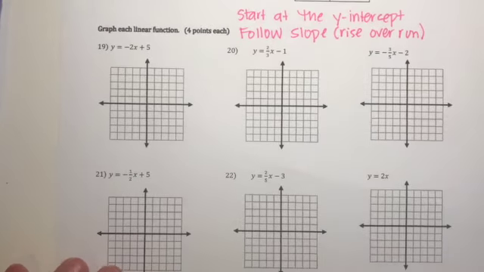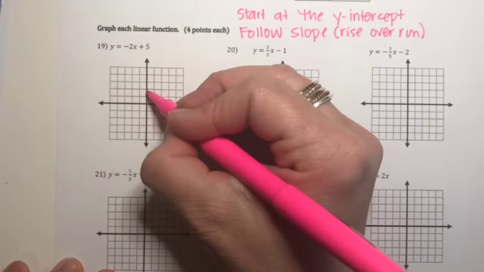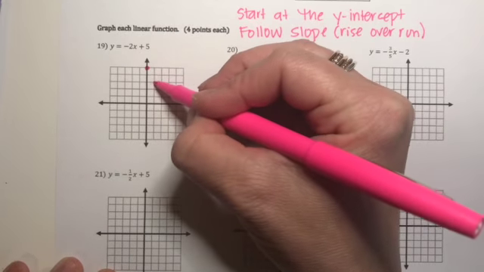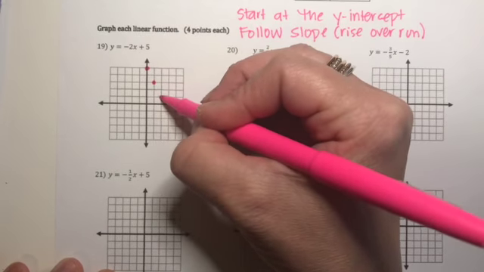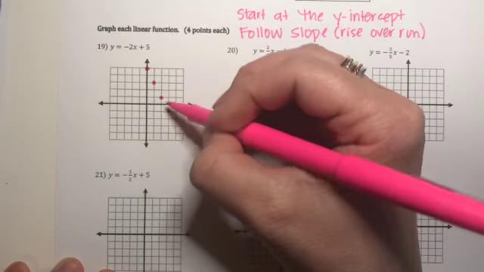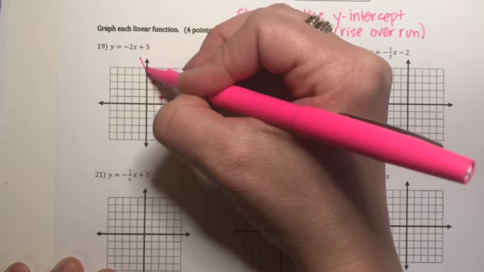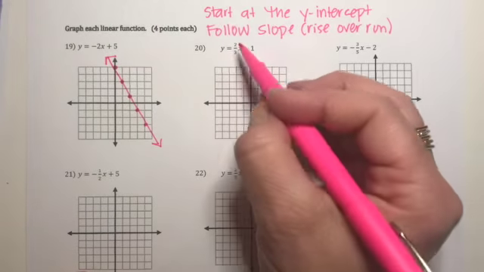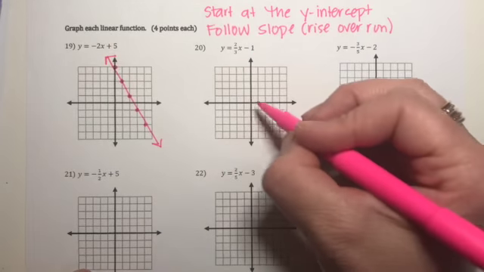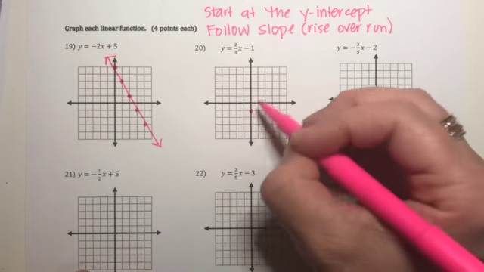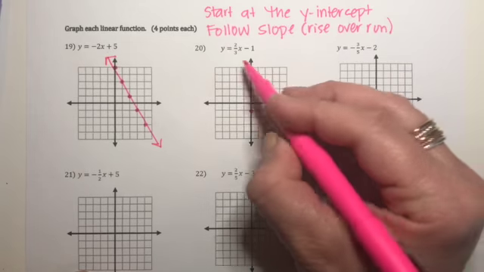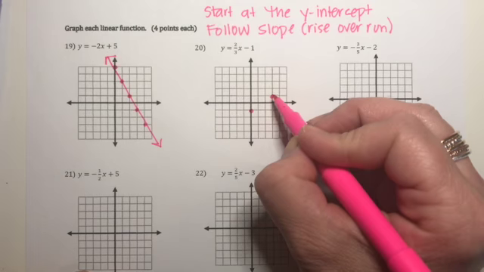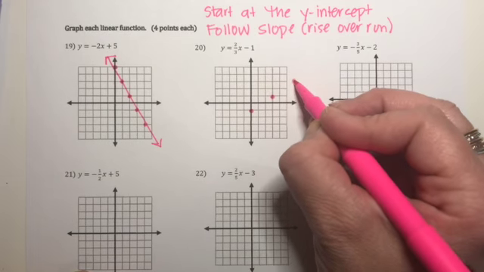Okay, so on number 19, the y-intercept is 5. 1, 2, 3, 4, 5. My slope is -2, down 2 over 1, down 2 over 1, down 2 over 1, and then I'm going to connect them. Okay, number 20, my y-intercept is -1. So I'm starting at -1, then I'm going to rise 2, run 3. It's giving you the directions, rise over run, rise 2, run 3, rise 2, run 3.